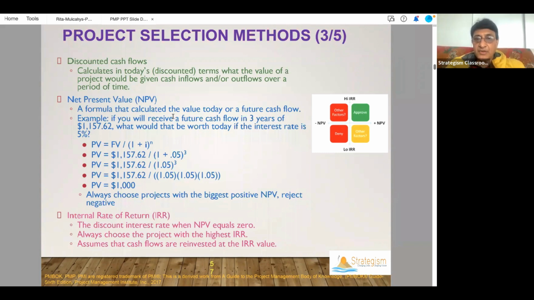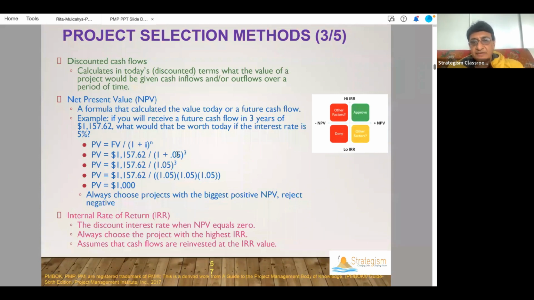For example, you have $1,000, and in the next 3 years, you will get 1157. Should you do the project or not? That's the question. The answer is, this formula is very similar to compound interest, principal and interest, which we used to do in school, right? Present value is equal to future value divided by (1 plus i), where i is the interest rate, raised to the number of years.